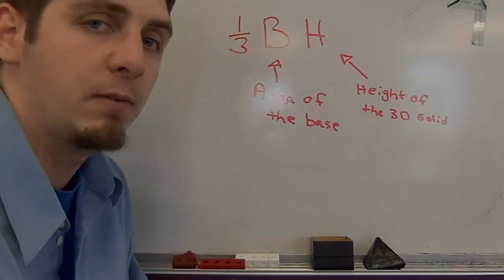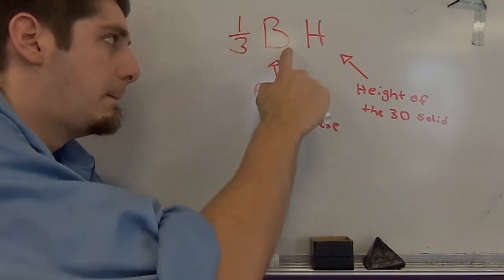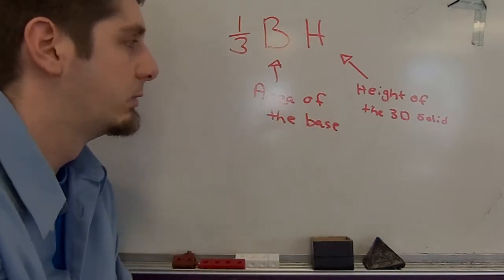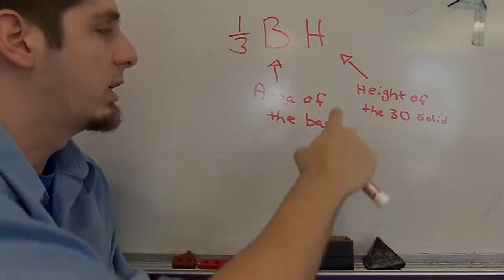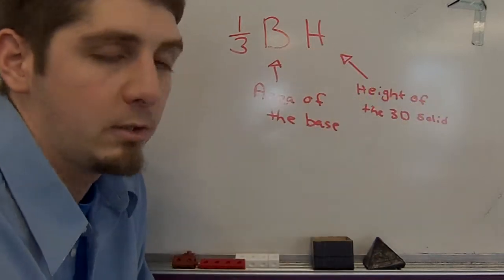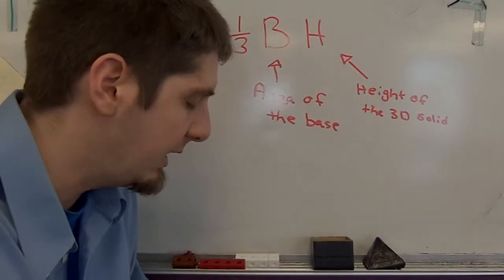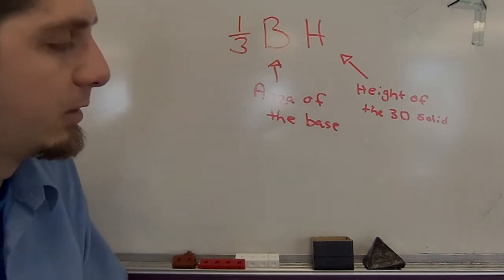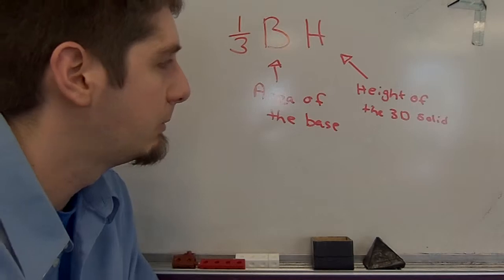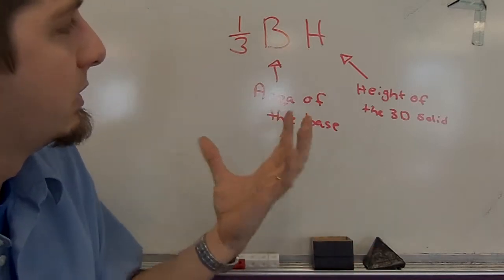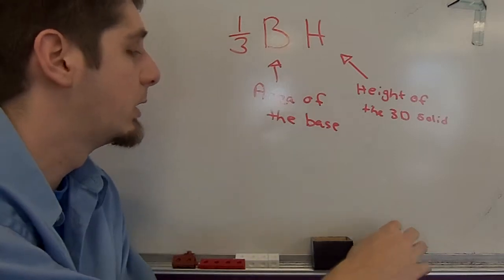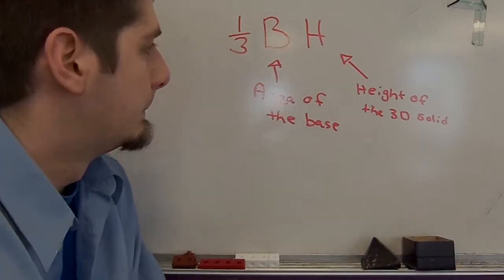We discussed in previous videos that big B means area of the base. We also discussed that big H means height of the 3D solid, or the 3D figure. So height of the pyramid, height of the cone, height of the prism, whatever it may be. Big H represents height of the 3D solid, 3D figure, whatever you want to call it.